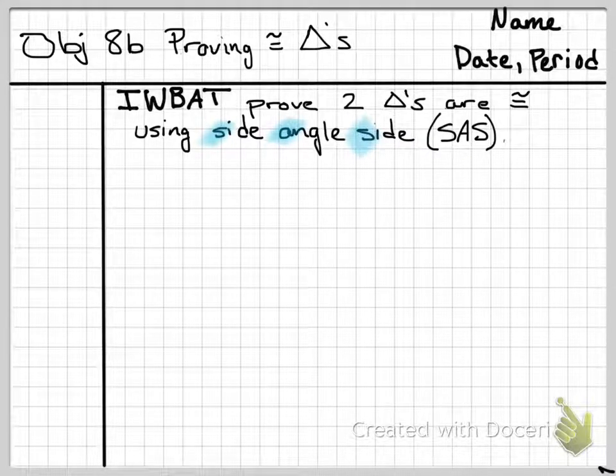This is objective 8b, proving congruent triangles. Our goal for today: I will be able to prove two triangles are congruent using the side angle side postulate.